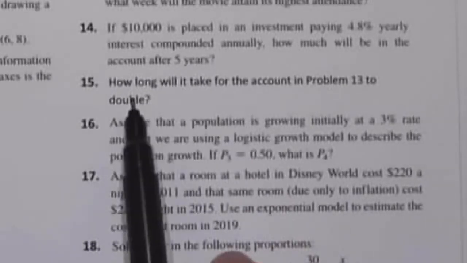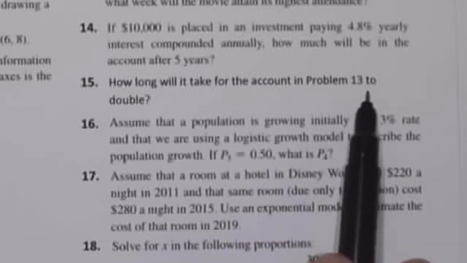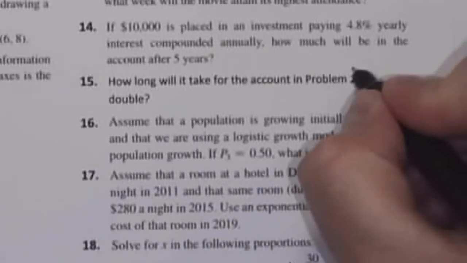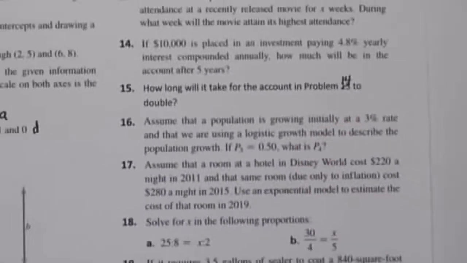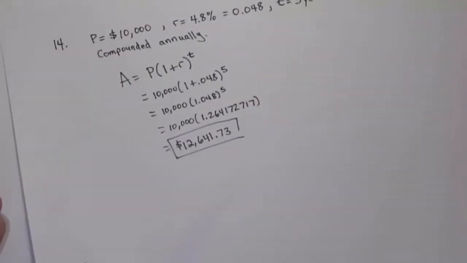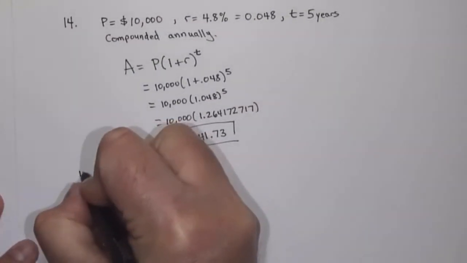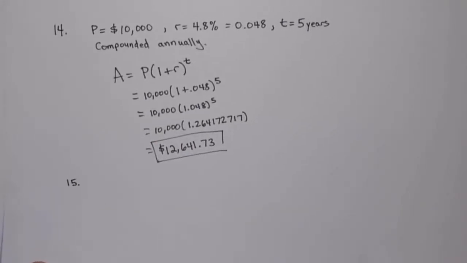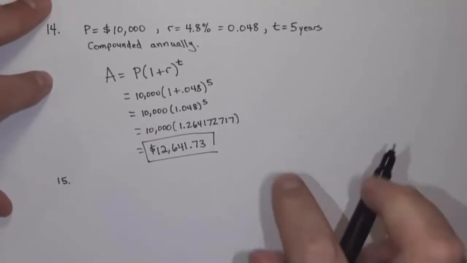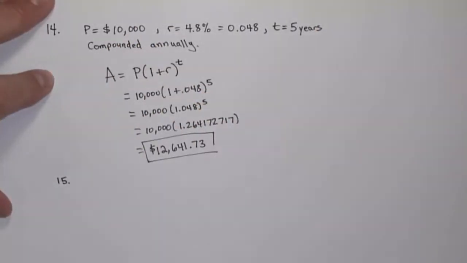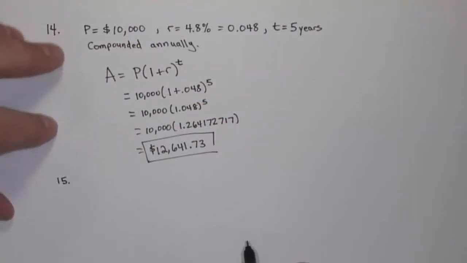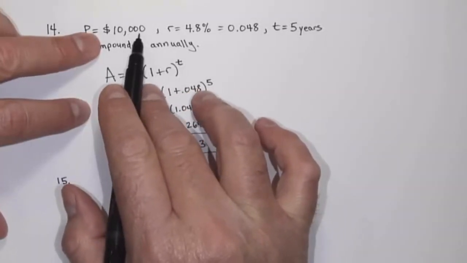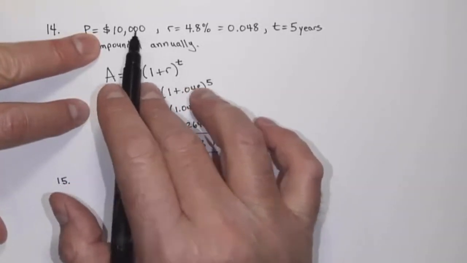So number 15, how long will it take for the account in problem number 13? Actually, that's an error here. That should be in problem number 14 to double. So I'm going to continue number 15 here on the same sheet where I worked number 14. Again, we want to know how long is it going to take to double. If it's going to double, then that means the $10,000 will be $20,000 after it's doubled.